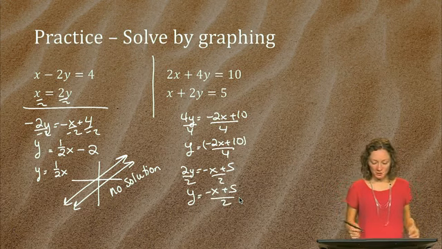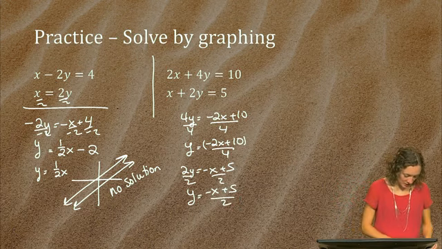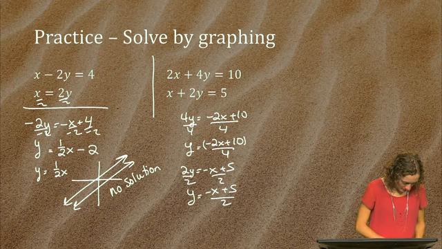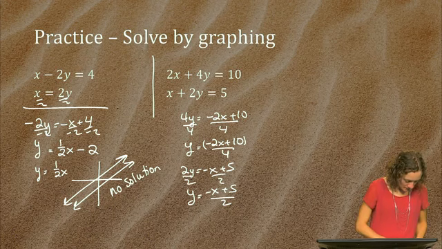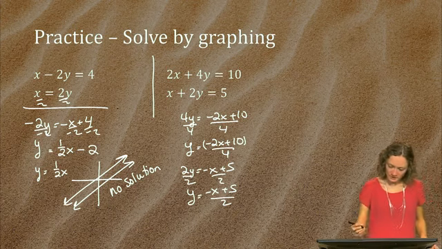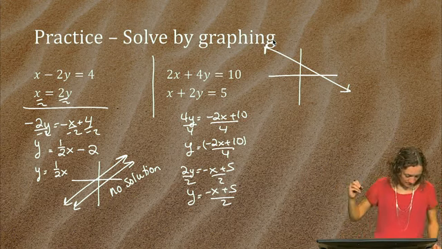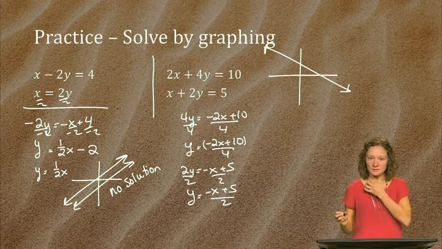So go ahead and type these two in the calculator. When you look at their picture, I want to show you exactly what it looks like. Negative 2x plus 10, all divided by 4, and negative x plus 5 divided by 2. So in the calculator, we see a line like this, and then we don't see anything else.